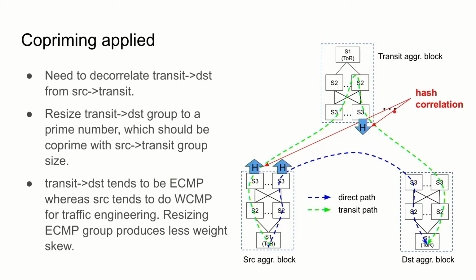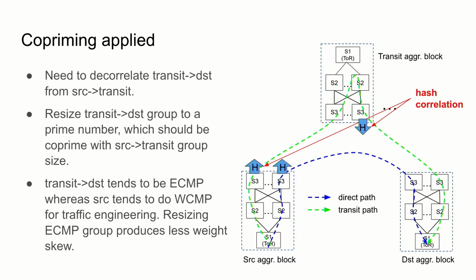I mean, we could coordinate the group sizes between the two hops to be coprime, but we found there's an easier way to do that, which is let's not touch the source group at all. Let's just resize the transit to destination group to a prime number, which in the vast overwhelming majority of the cases should be automatically coprime with the source to transit group.